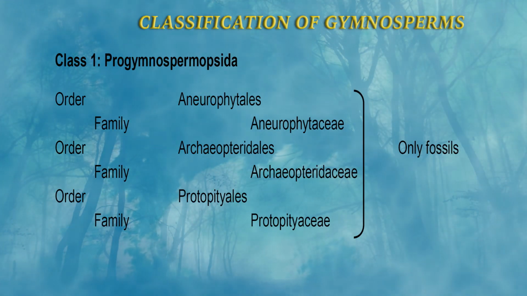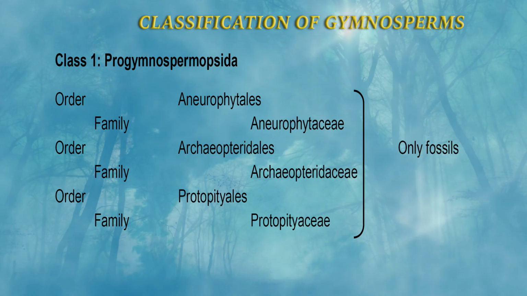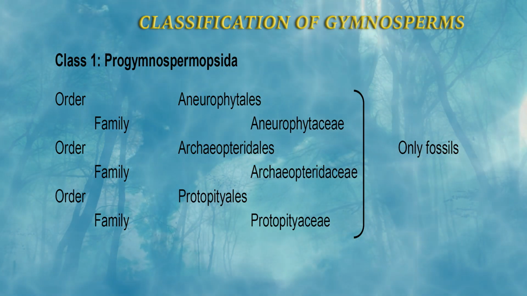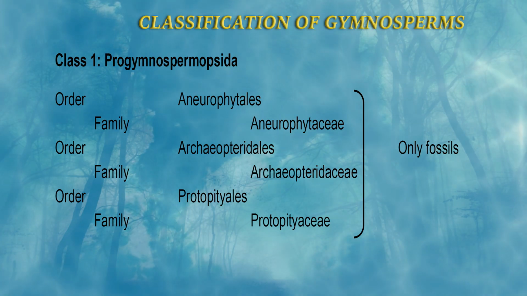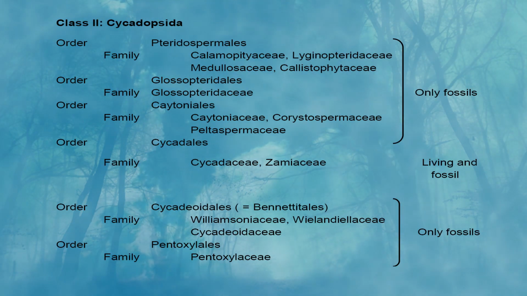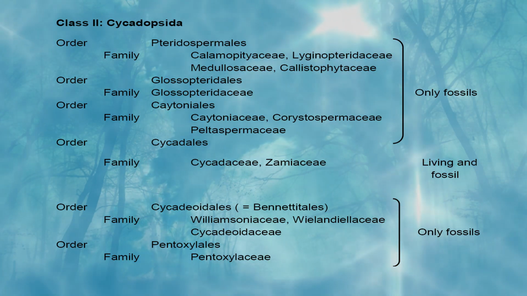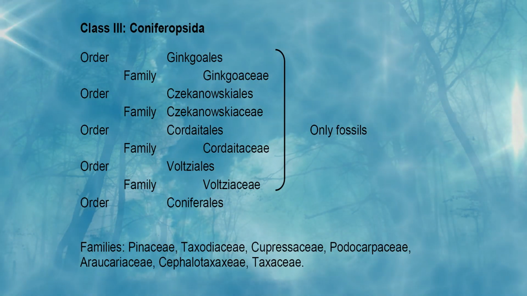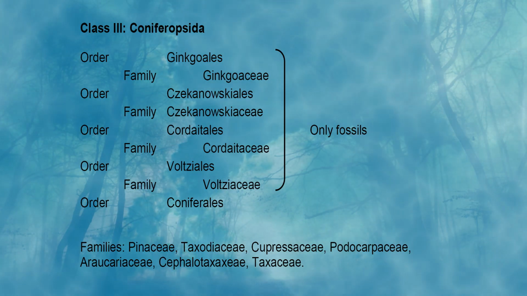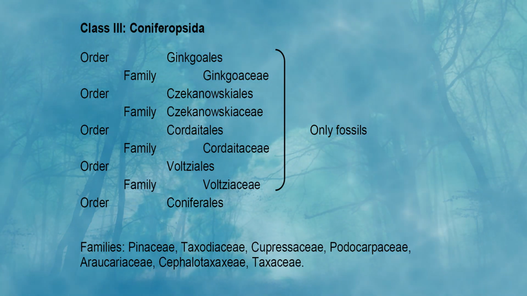This classification is by Bhatnagar and Moitra in 1996, and we have class Progymnospermopsida, then class Cycadopsida, then class Coniferopsida. They are all fossils except the coniferous order, where we have the families Pinaceae, Taxodiaceae, Cupressaceae, Podocarpaceae, Araucariaceae, Cephalotaxaceae and Taxaceae. So, these are the only living plants. The other orders are extinct except the Ginkgoids, which have Ginkgo.